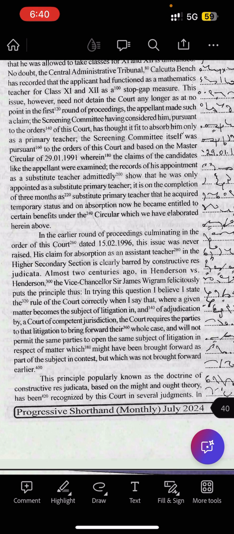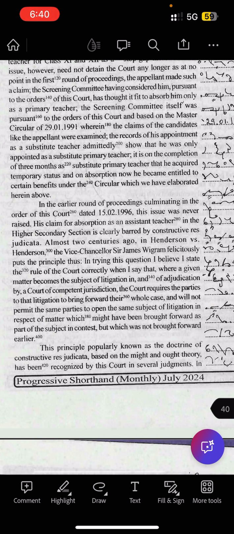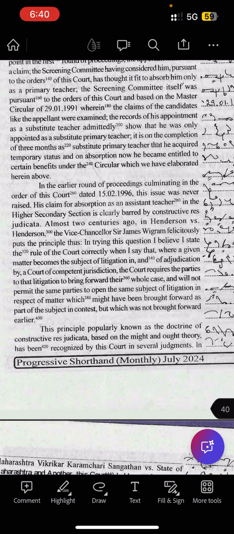The records of his appointment as a substitute teacher admittedly show that he was only appointed as a substitute primary teacher. It is on the completion of 3 months as substitute primary teacher that he acquired temporary status, and on absorption now he become entitled to certain benefits and under the circular which we have elaborated herein above.